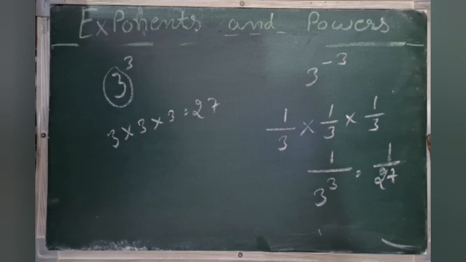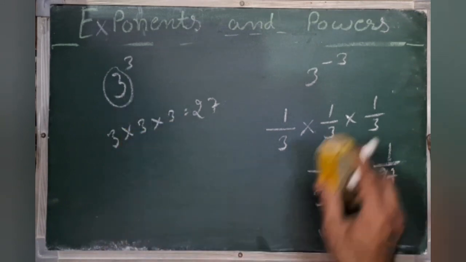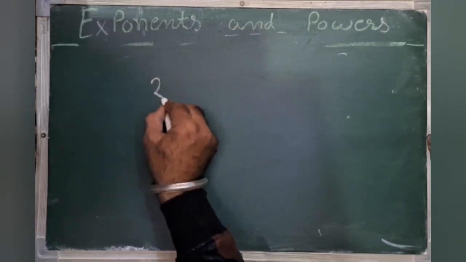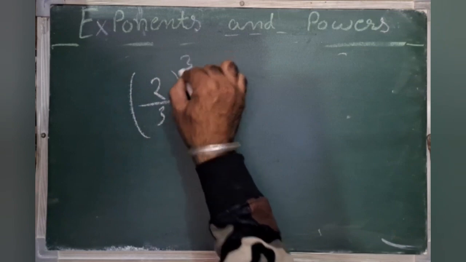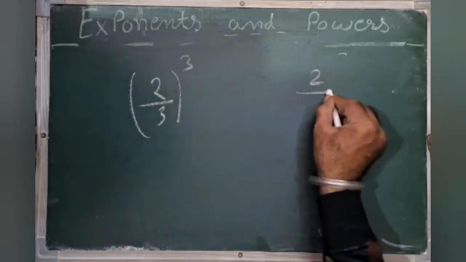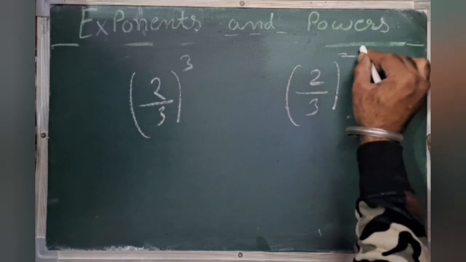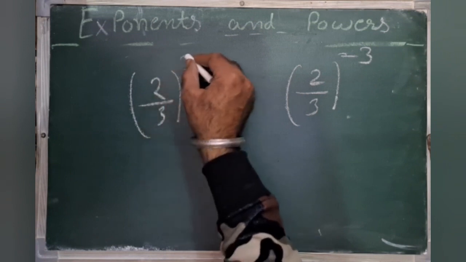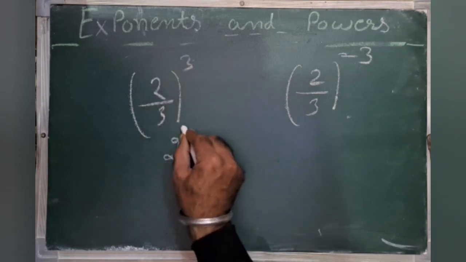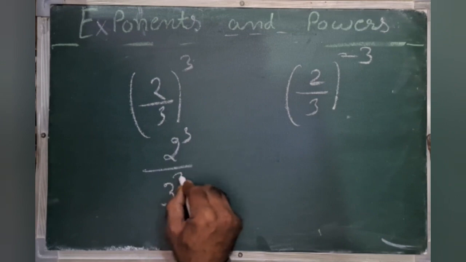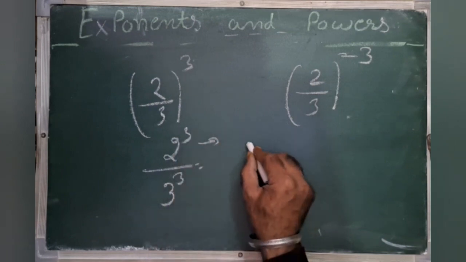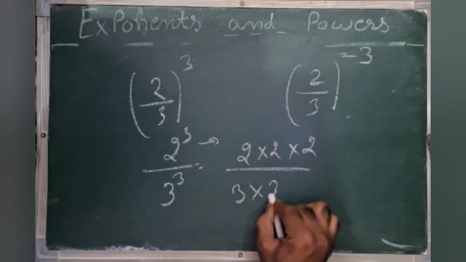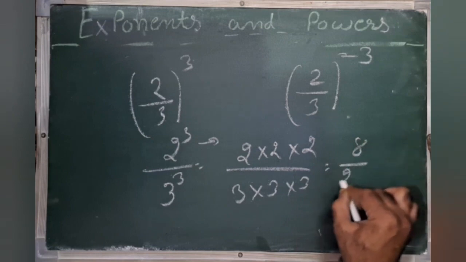Right? So in this, the base is an integer. The base can also be a fraction, like 2 by 3, and the exponent is 3, a positive exponent. If I write 2 upon 3 with the exponent in negative form, what do we have to do in this? So 2 power 3 and this 3 also power 3, we can write it this way. How many times do we have to write 2? 3 times, 2 into 2 into 2, and 3 into 3 into 3. That is 8 upon 27.